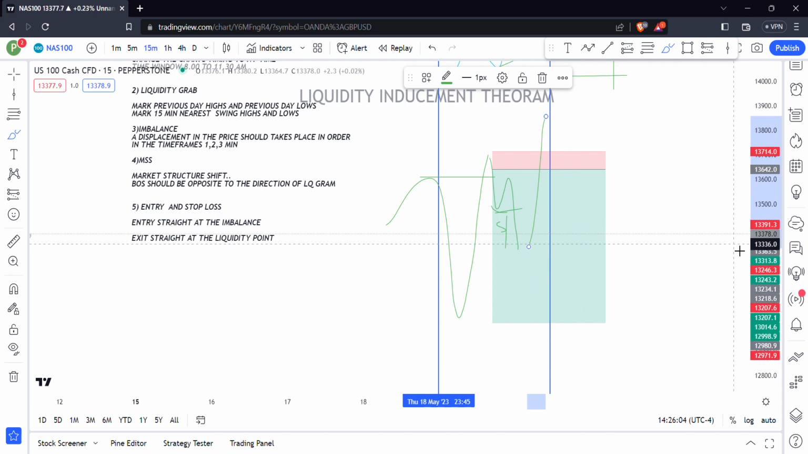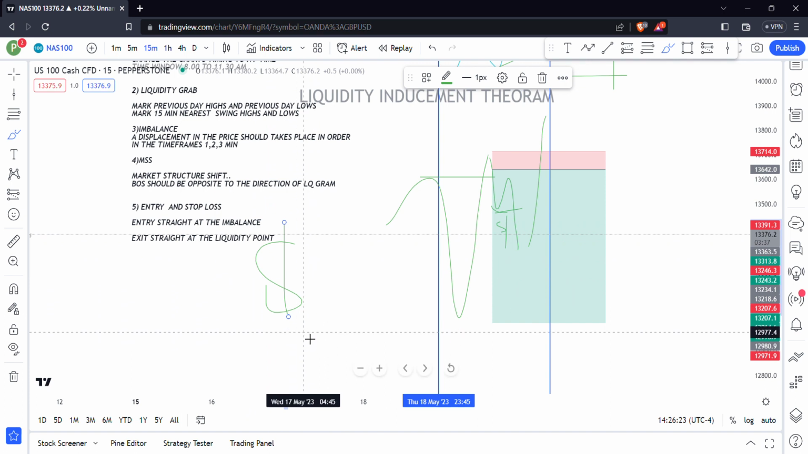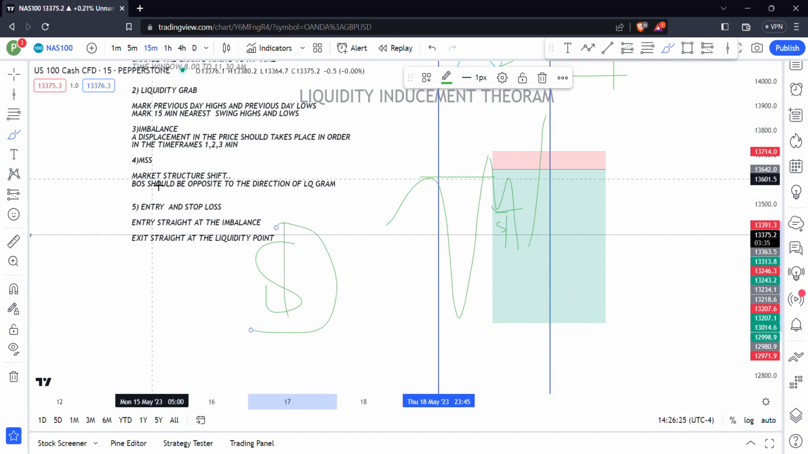We should always look for the timing. When the timing suits, we should look for the liquidity graph. When the liquidity graph is there, we should look for the imbalance. When the imbalance is there, we check whether the imbalance is formed with a market structure shift or is just formed like a single candle. If the imbalance is formed by a market structure shift, then there is a high probable chance of getting the money on the trade. Then enter with the stop loss. Entry should be straight at the imbalance and exit straight at the liquidity point.